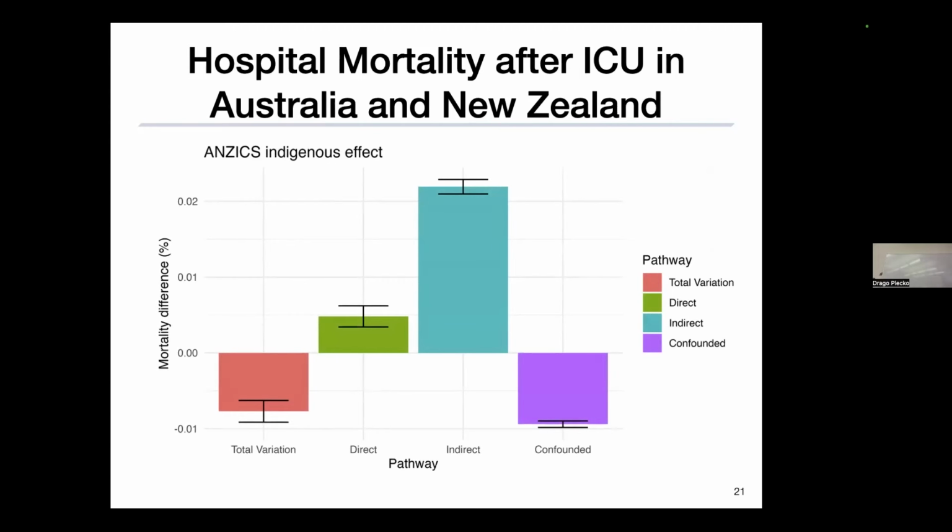What you observe is that the total variation now has a different sign, but the causal effects are almost identical. The signs of the effects are identical. We are again seeing a confounded variation that favors the indigenous population in terms of survival. We are seeing a non-zero direct effect that we cannot explain, and we're seeing a large indirect effect.